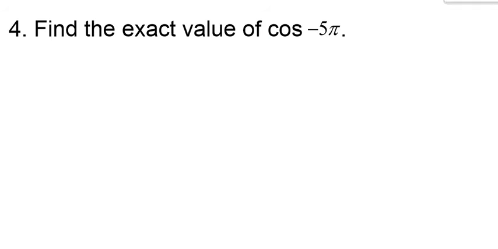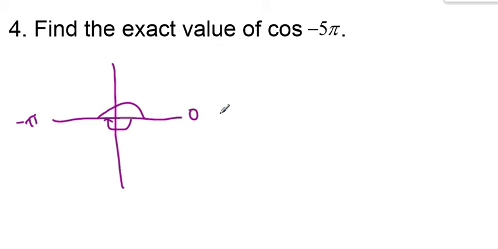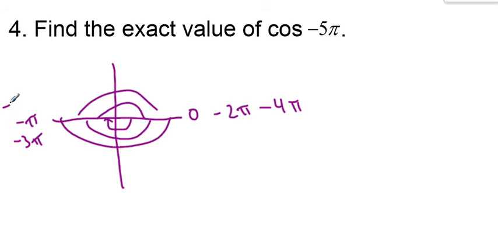Let's try another one, a little bit different this time. Let's see what happens. So this time I want to find the value of cosine of negative 5 pi. And again, I'm always thinking about quadrants and related acute angle. So we're rotating backwards. So here's 0, here's negative pi. So again, I'm going backwards, right? And then this would be negative 2 pi, and this would be negative 3 pi, and this would be negative 4 pi. So negative 5 pi is right here. The terminal arm is on the x-axis, and that makes it a super special angle.